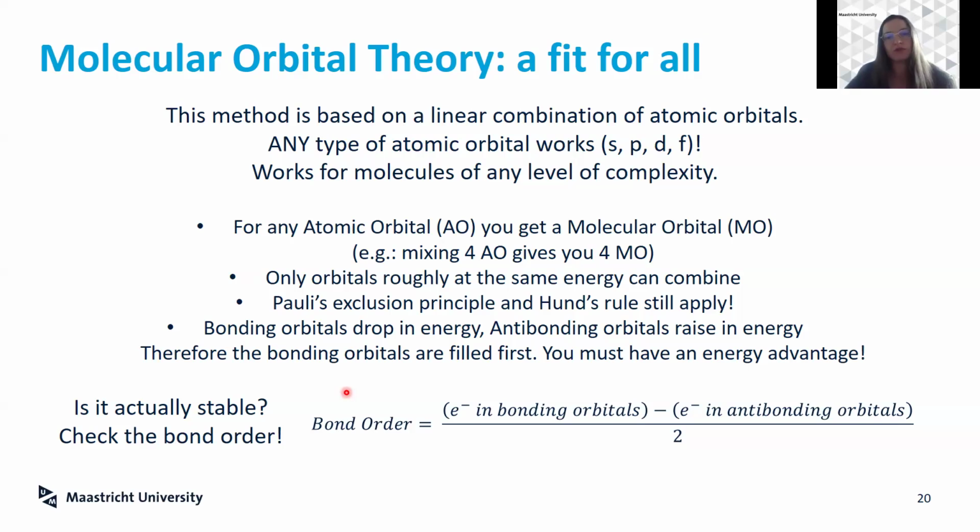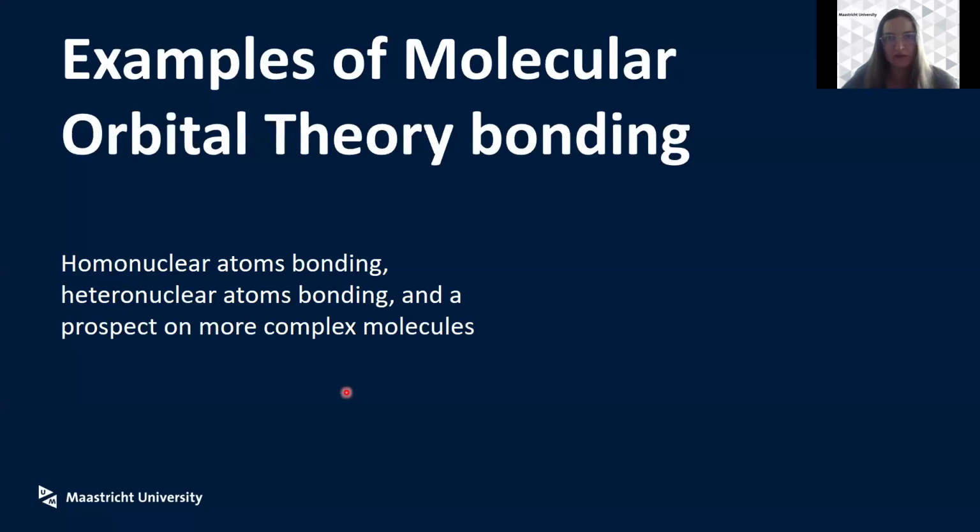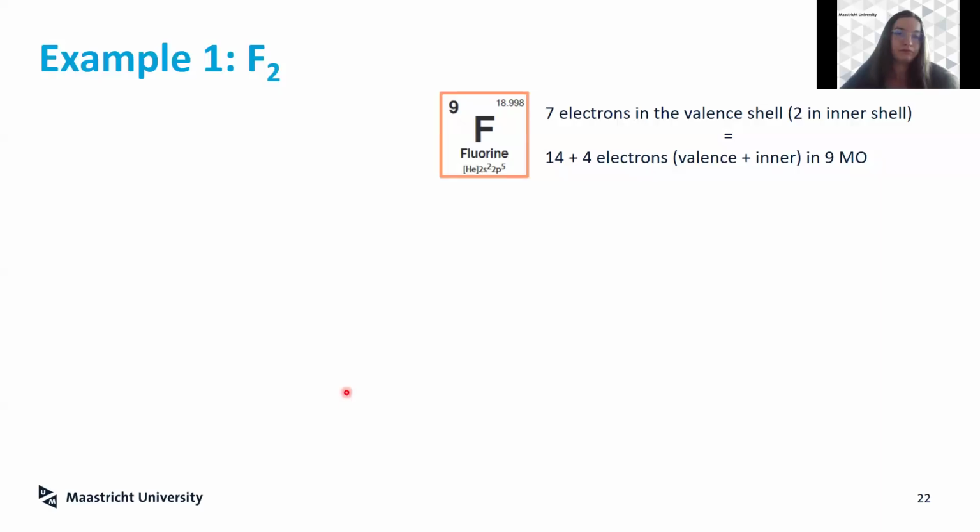Now, we are going to use this in some examples of molecular orbital theory so that we can run through the whole business. We will go from homonuclear to heteronuclear and then give a bit of a prospect of what happens when you actually try to bond a whole molecule with multiple atoms. So if we start nice and easy from the very corner of our periodic table, we find ourselves with fluorine. So 7 electrons in the valence shell. You can see from the electron configuration: helium brings 2, so there are 2 in the inner shell, then 2s2, 2p5.